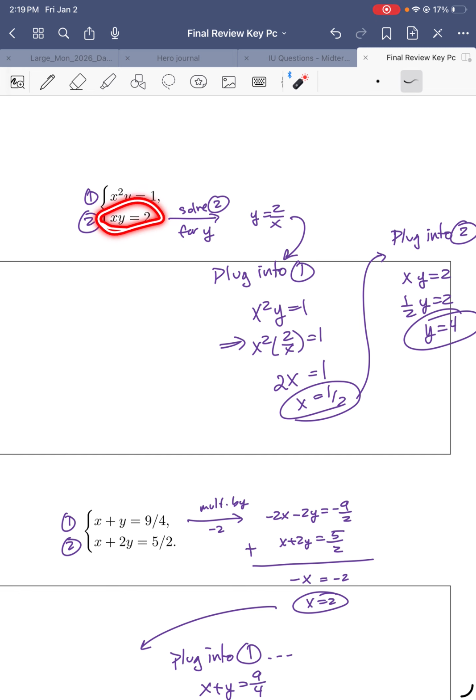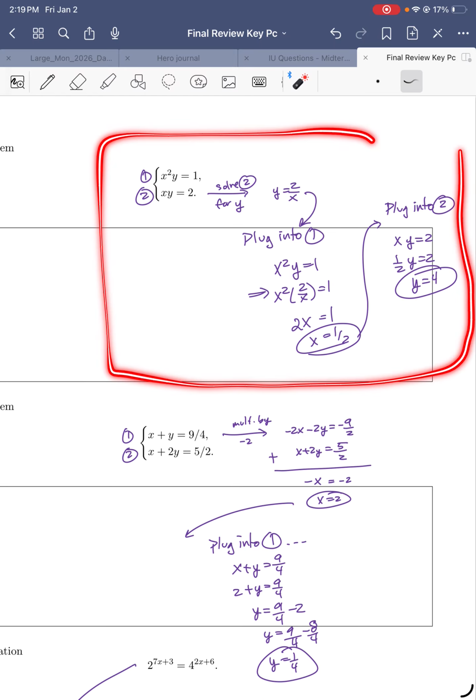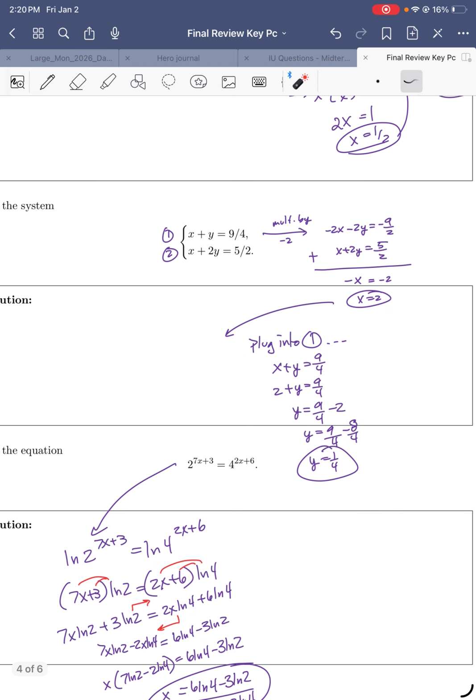So we're going to solve this one for y. When I do, I get this. I label them 1 and 2. I plug into equation 1. So this equation becomes this equation. So x is equal to half. I plug it back into equation 2 and get this. Notice how anybody that picks this up would be able to follow the reasoning. That's what yours will look like.